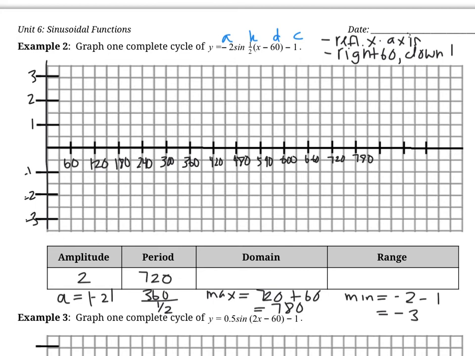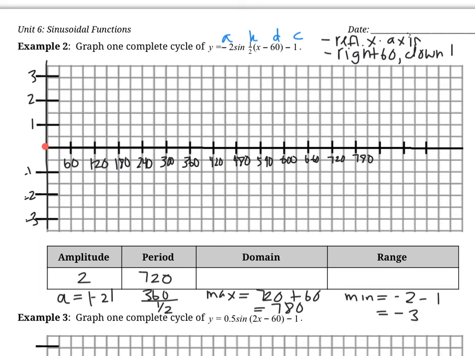Alright, so now that we've got our x-axis plan, we decided to go every 2 squares is 60. This is going to be nice and easy to shift it over 60. So let's go ahead and start graphing our one cycle. Because this is sine, we know it has to start at the point 0, 0. So we're going to start off with that.